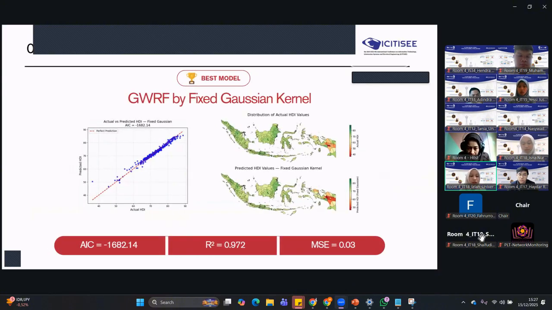Now, let me start with the results, beginning with GWRF by the fixed Gaussian kernel. The GWRF model using the fixed Gaussian kernel achieved the lowest AIC value of minus 1,602.14, with an R-squared of 0.972 and MSE of 0.03. This indicates an excellent balance between high prediction accuracy and low model complexity. Therefore, this model was identified as the best performing model.